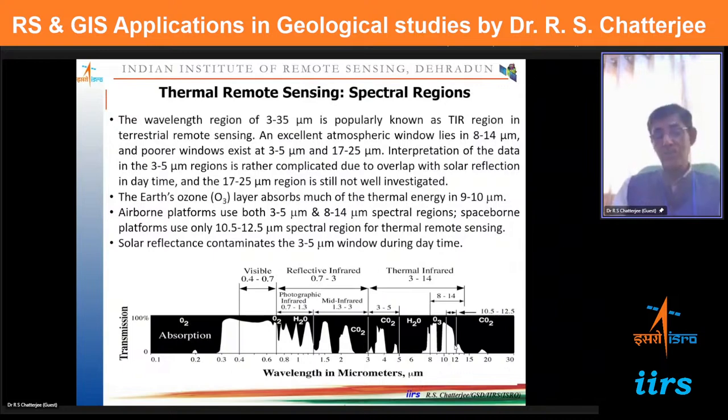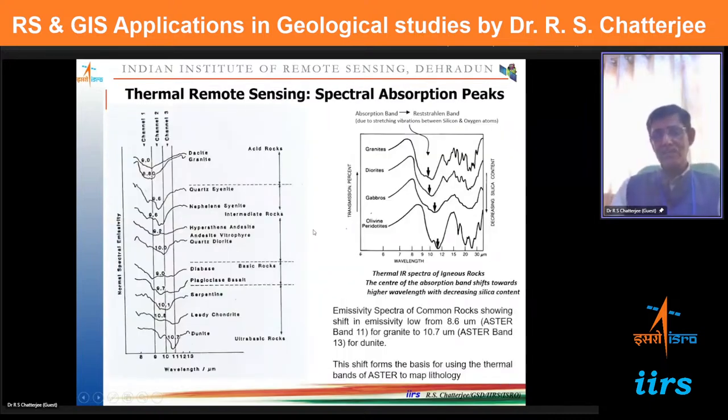So in such cases, 3 to 5 micrometer is much more useful than 8 to 14 micrometer. Now you see why thermal remote sensing is very, very important. Although it is less used in many cases, we are not using it much because of the non-availability of the data at the required spatial and temporal resolutions. So data is not available at our desired level of spatial and temporal resolutions.